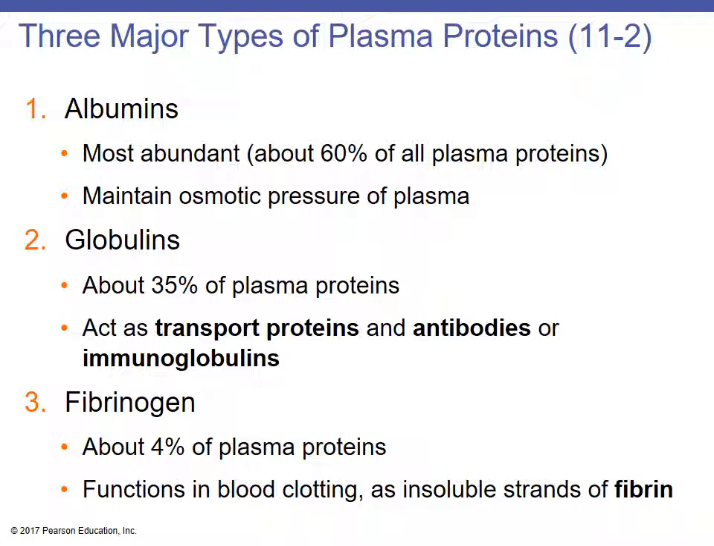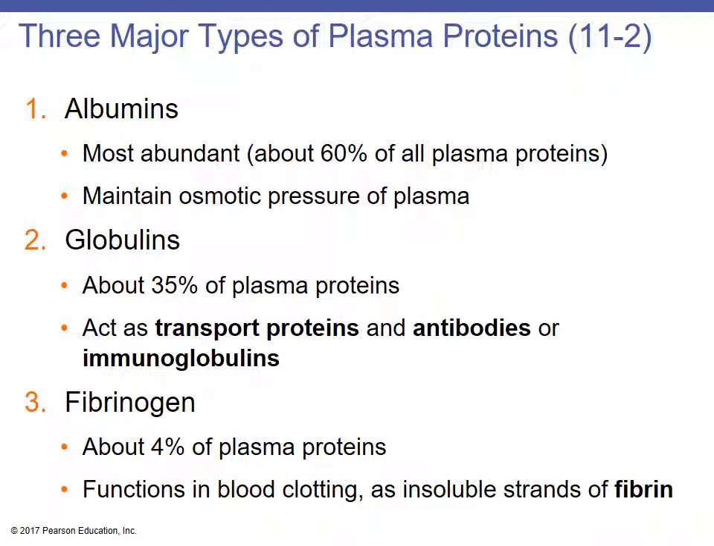What types of proteins are in the plasma? Well, here's the three main kinds. The last one, fibrinogen, we talked about a little bit. It works in blood clotting, and it is the precursor molecule to forming those strands of fibrin, which help basically duct tape down the blood clot. Very, very strong. It rounds out at about 4% of all the proteins. However, the lion's share is split between the albumins and the globulins.